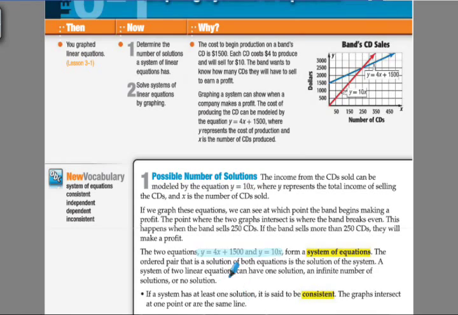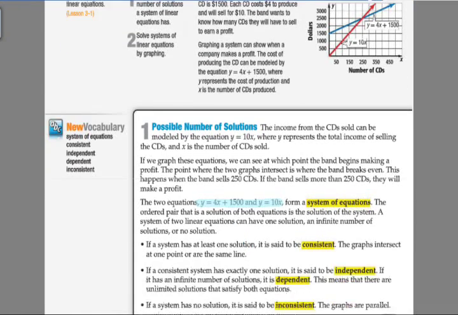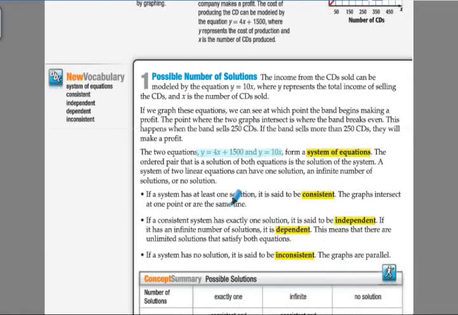So we're going to look at the possible solutions for a system. If a system has one solution, it is said to be consistent. This is vocab. A consistent system has one solution. That means the graphs intersect at one point or they are the same exact line. If a consistent system has one solution, it is independent. That should be easy to remember. Independent is like when you're on your own, so you're one.